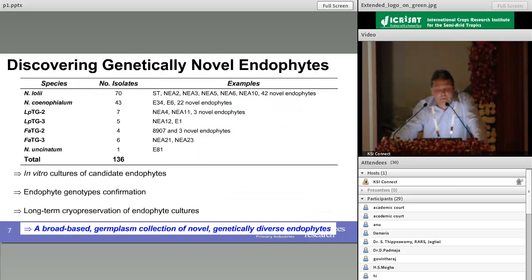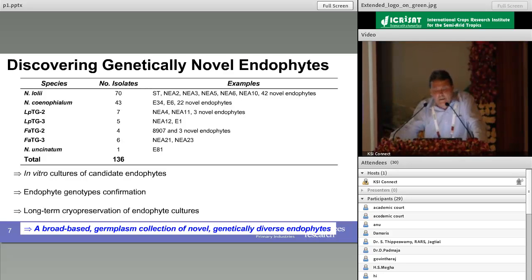Here are some examples of those belonging to different taxonomic groups: Neotyphodium lolii, the endophyte of perennial ryegrass, Neotyphodium coenophialum, the endophyte of tall fescue, and a range of other taxonomic groups of fungal endophytes that will colonize both perennial ryegrass and tall fescue. We established those in vitro cultures, we confirm the genotypes of the endophytes, and we can also cryopreserve them for long-term deployment.